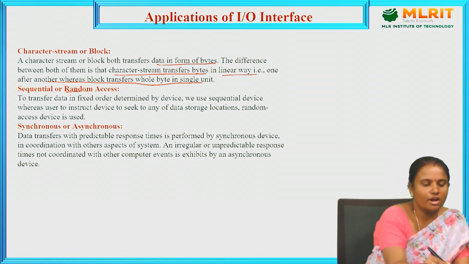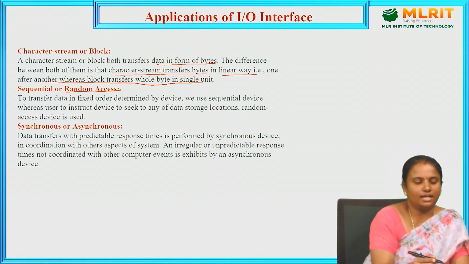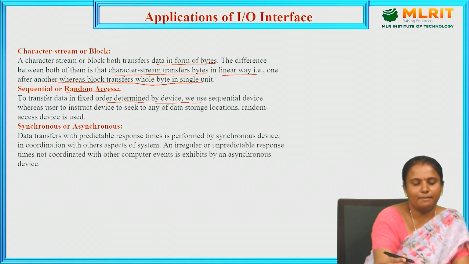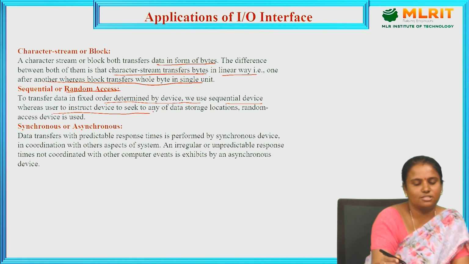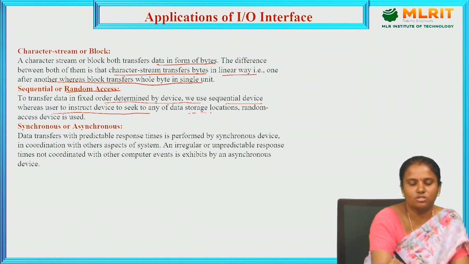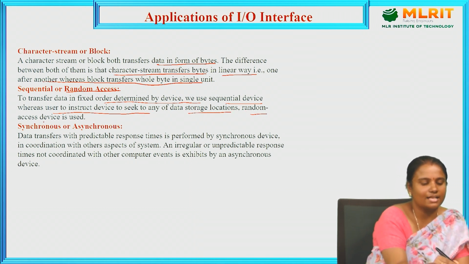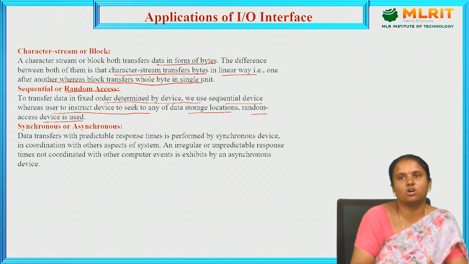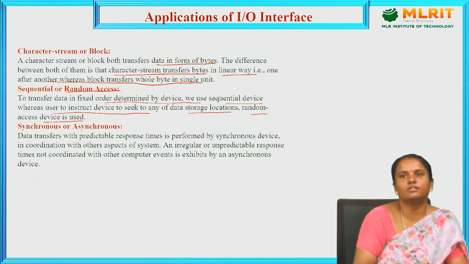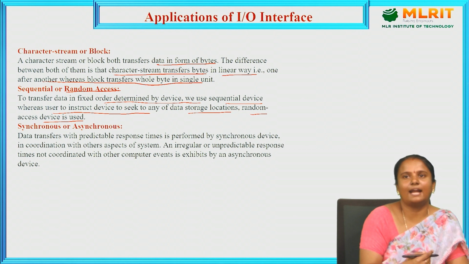Next, sequential or random access. To transfer data in a fixed order determined by the device, we use a sequential device, whereas to let the user instruct the device to seek to any of the data storage locations, a random access device is used. So whatever data is being transferred may be under sequential access or random access. When you send in a sequential manner, you send files one after the other, whereas random means one at a time. So that is what accessing in sequential or random access means.